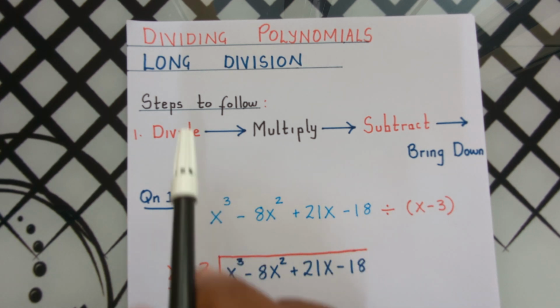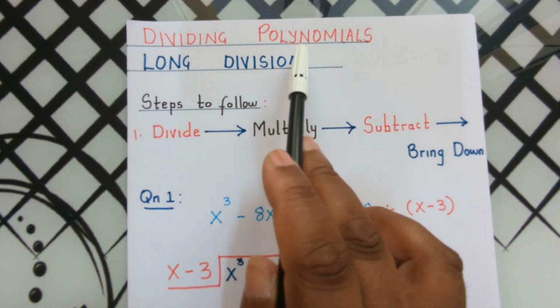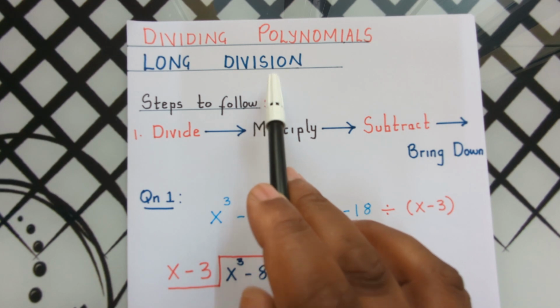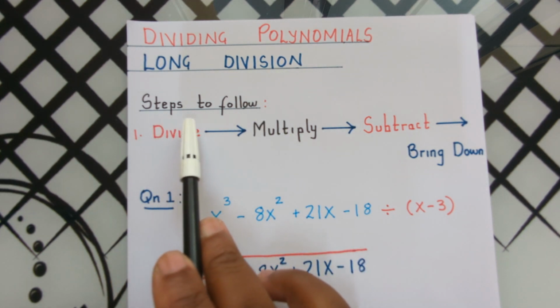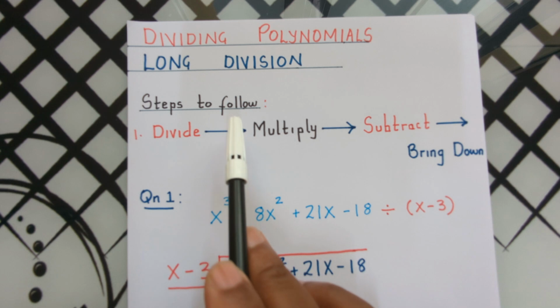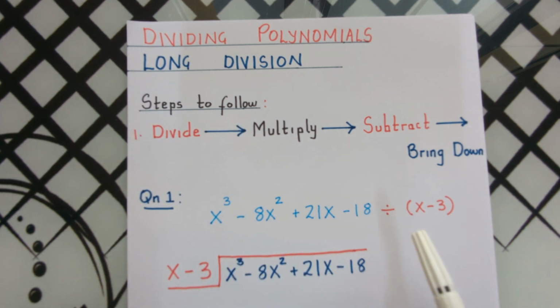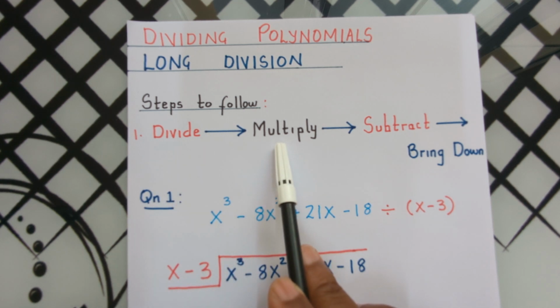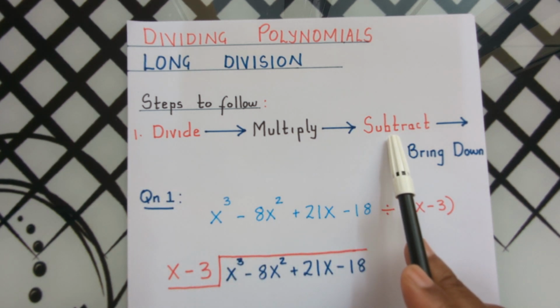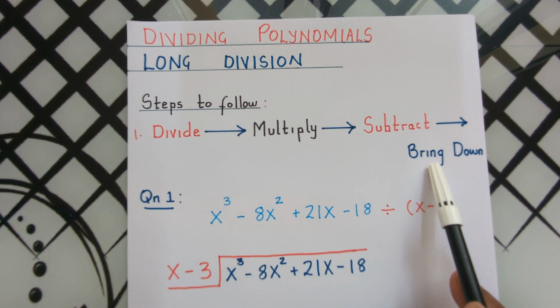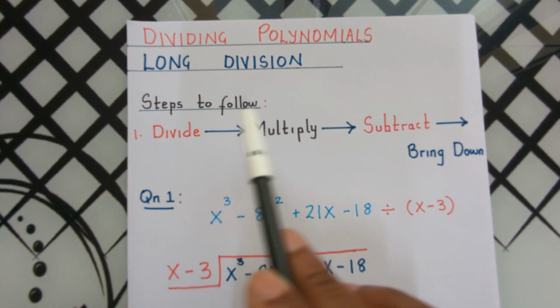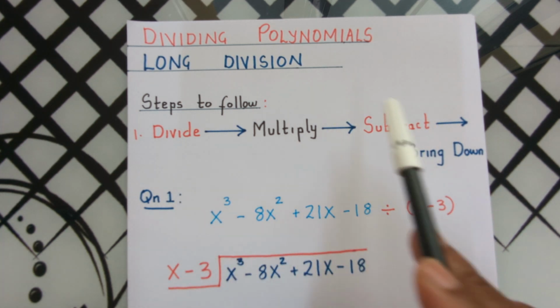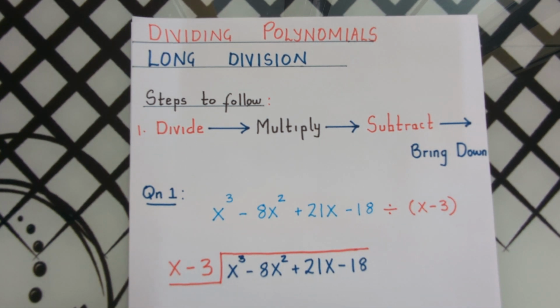In this video we are going to be talking about dividing polynomials using the long division method. These are the steps that we follow to divide a polynomial using the long division method. The first step is to divide, followed by multiply, followed by subtract, and then bring down. And we keep repeating these steps until we are done solving every question.